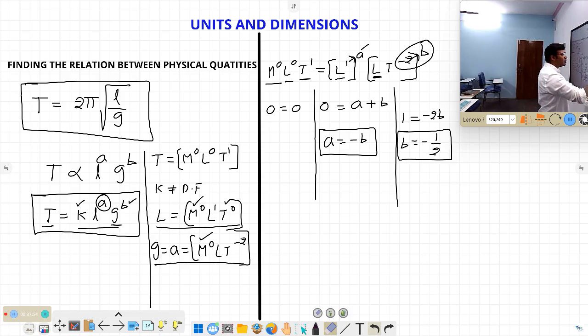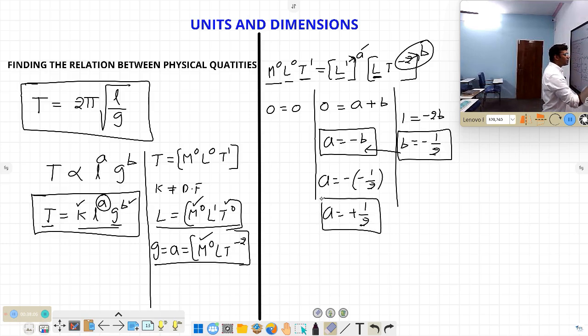When you have the b value, now go the reverse way. Substitute that b value here, then you will get the a value. Already we have a equal to minus b, so minus of minus 1 by 2, we are going to get plus. That is a is equal to plus 1 by 2. So a value is plus 1 by 2, b value is minus 1 by 2.